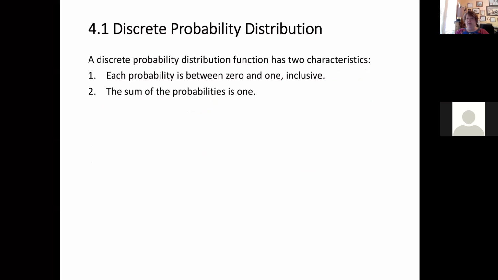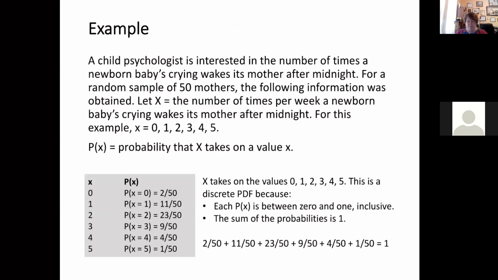Okay, so specifically in section 4.1, we're going to talk about discrete probability distributions. And there are 2 characteristics of a discrete probability distribution. The first characteristic is that each probability has to be between 0 and 1 inclusive. So you can't have probabilities bigger than 1, and that makes sense anyway. But the sum of all the probabilities has to equal 1. So when you add them all up, you have to get 1. So let me show you what I mean.